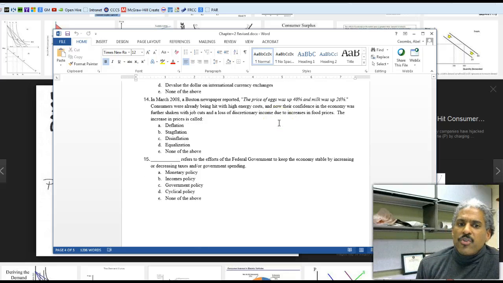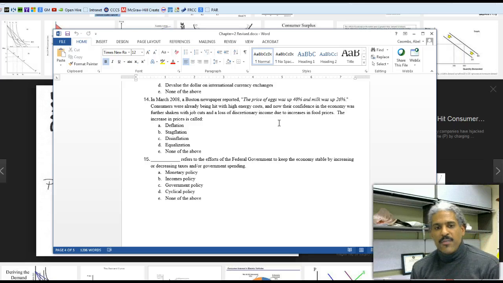14, in March 2008, a Boston newspaper reported the price of eggs was up 40% and milk was up 26%. Consumers are already being hit with high energy costs, and now this confidence in the economy was further shaken with job cuts and loss of discretionary income due to increases in food prices. The increase in prices is E, none of the above, and that would be inflation. Inflation.